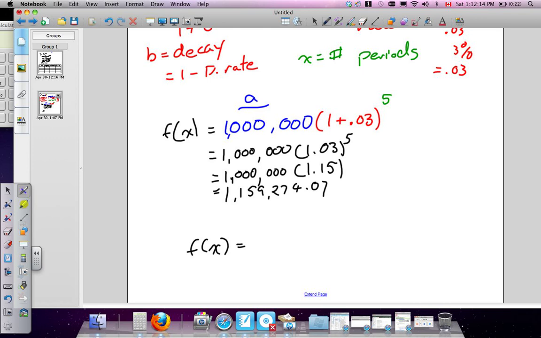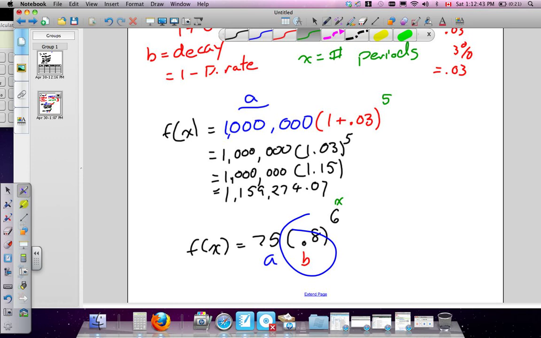f(x) equals, say, 75, this is the number they give us, to the power of 6. Is this growth or decay? First of all, which variable do I have to look at? Am I looking at B, A, or X? B, yes, that's right. So I don't even need to write the rest, A and X. We look at the B.